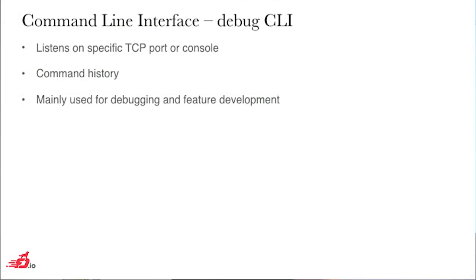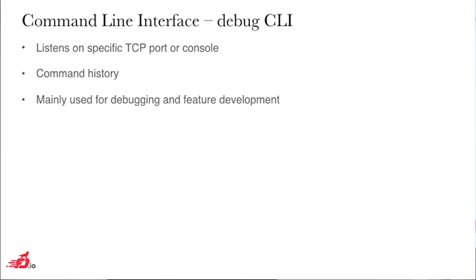Very quickly about CLI. There is a CLI infrastructure, so if you are creating a new function, you don't need to take care of CLI input and everything. We are calling it debug CLI. Why do we call it debug CLI? Because we are encouraging people to use the binary API.